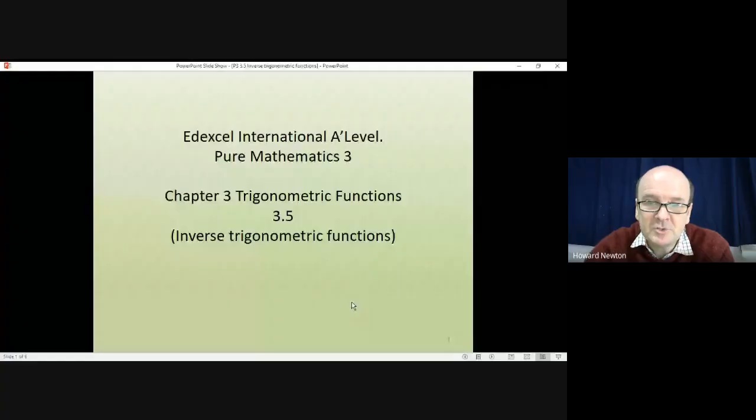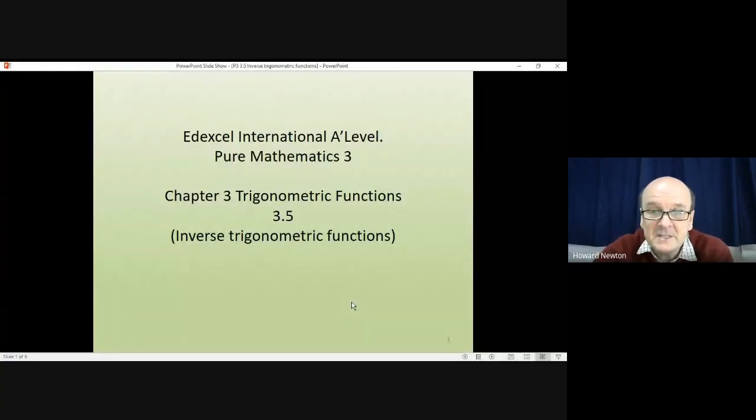Hi there, welcome to this lesson on Pure Mathematics 3. We're on Chapter 3, 3.5, and in this lesson we're just looking at how you sketch the inverse trigonometric functions.